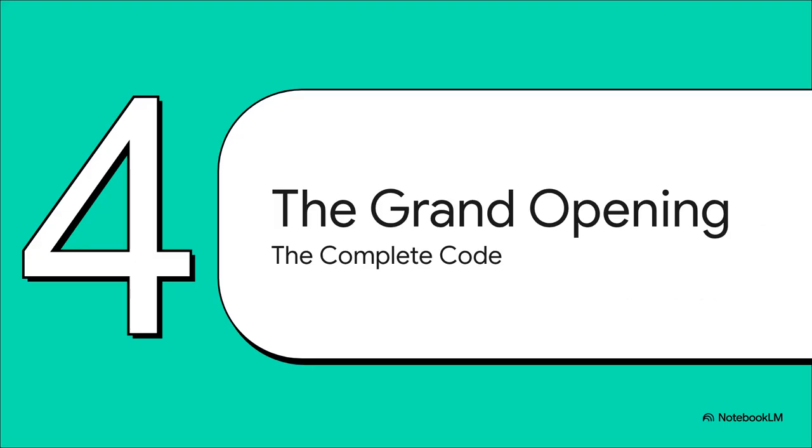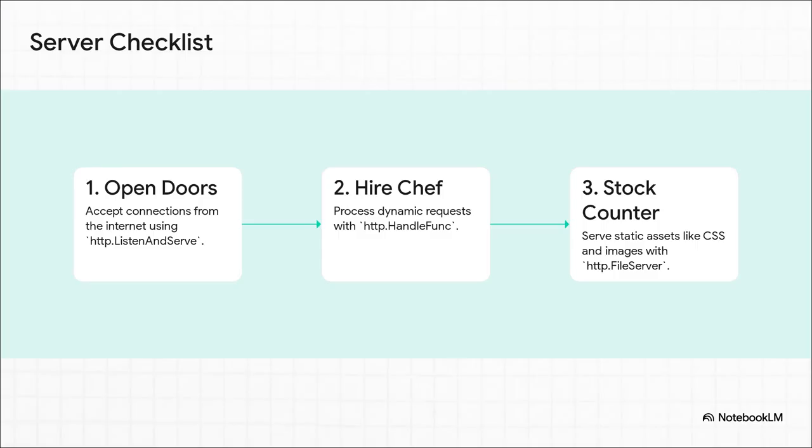So there we have it. We've unlocked the doors, we've hired our talented chef, we've stocked the counter with all the essentials, all the pieces are in place. You know what that means. It is time for the grand opening. So let's run down our final checklist. It really just boils down to these three things. Number one, we opened the doors. Number two, we hired our chef and gave them a recipe. And number three, we stocked that self-serve counter. That's it. That's the whole setup.